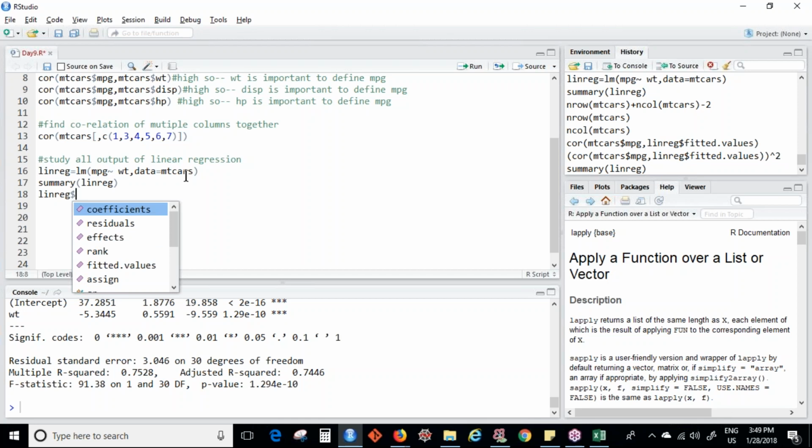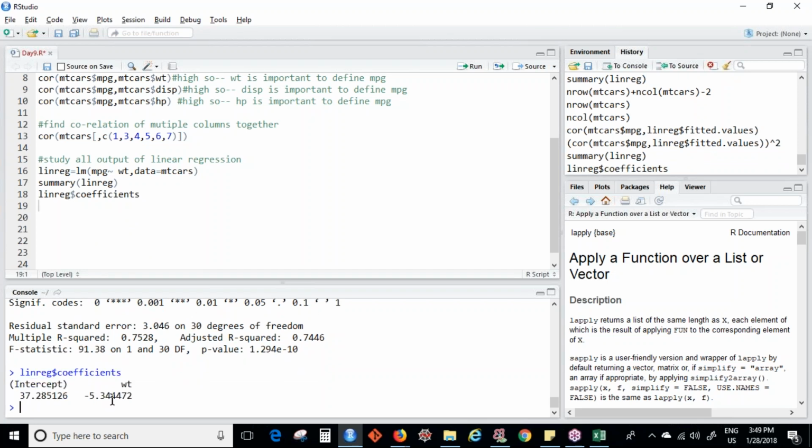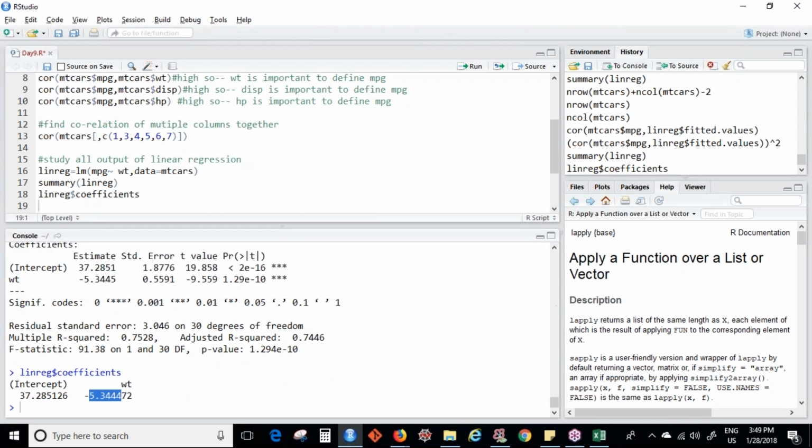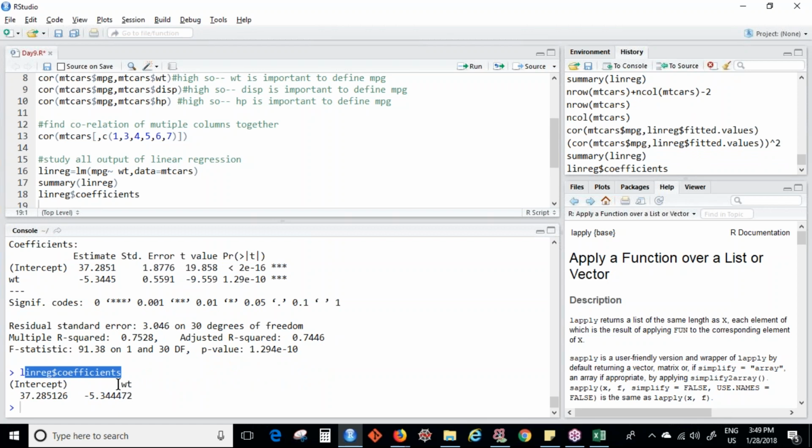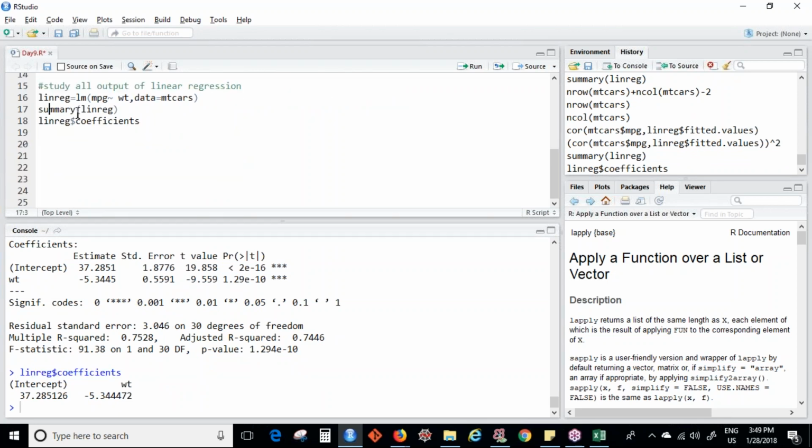Okay, so the first option is coefficients. So what does this mean? Coefficients, we all know, means beta and beta naught. So let me run this. See, I'm getting my intercept and I'm getting my coefficient corresponding to weight. So instead of getting this entire output together, you can just see the coefficients also. Instead of running the summary command, you can just run this and get the coefficients. So this will also directly tell you what the equation is. So the equation is miles per gallon is equal to 37.28 minus 5.34 into weight. Okay, so that is what coefficients gives you: beta naught and beta 1.